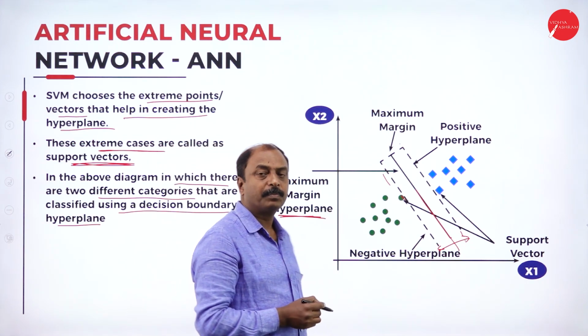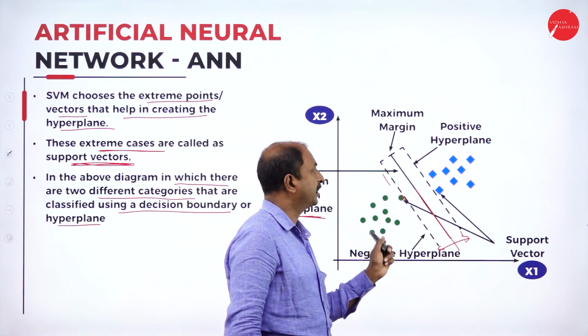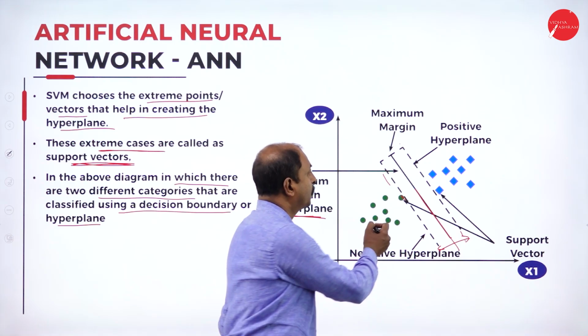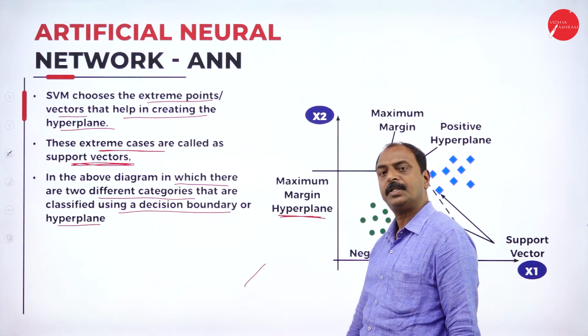That is the main purpose of support vector machines. We use them to segregate the given data set into two different classes. That's the definition of the support vector machine algorithm.